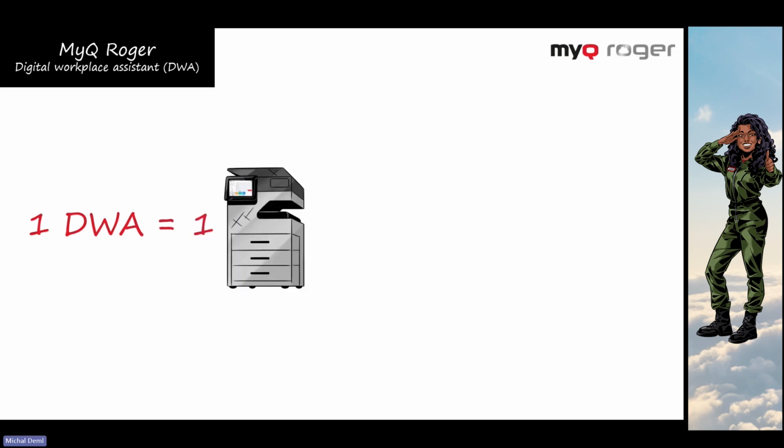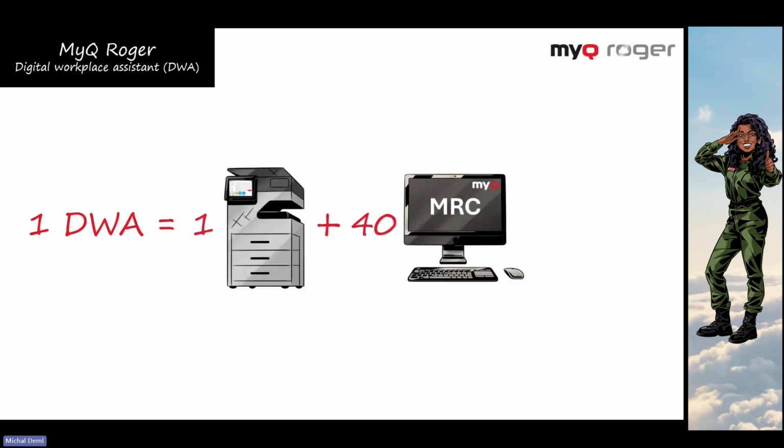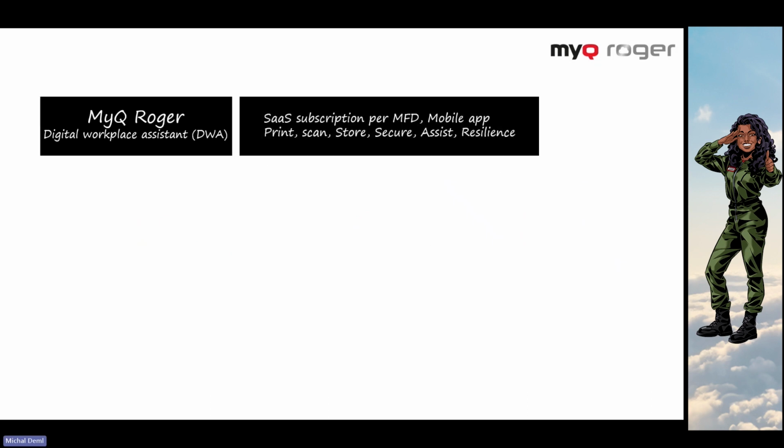So to summarize, by buying one Digital Workplace Assistant license, you will get one embedded terminal and 40 MRCs, because we expect that around 40 users will be using your machine. If that's not the case and you need more, there is another option, but we'll speak about that later. And of course, as was mentioned in the beginning, it means an almost unlimited number of mobile applications that can be used together with the whole setup. So that will be about the default license.